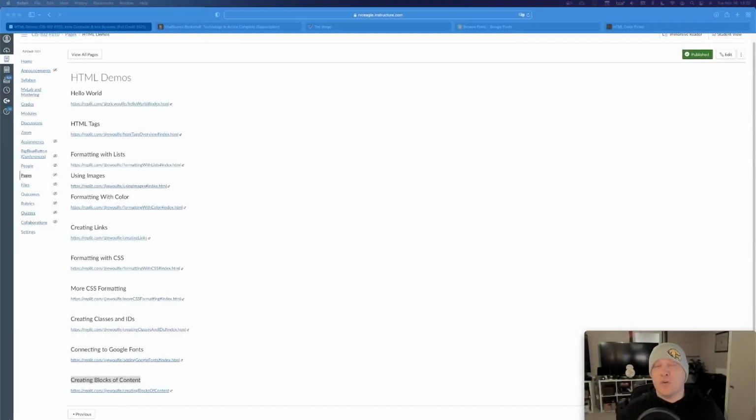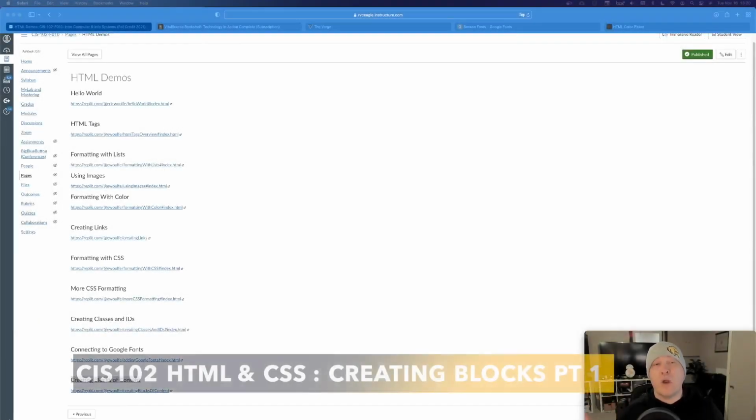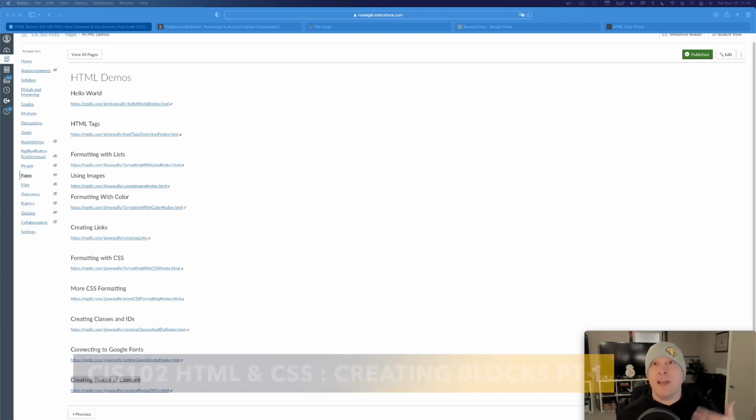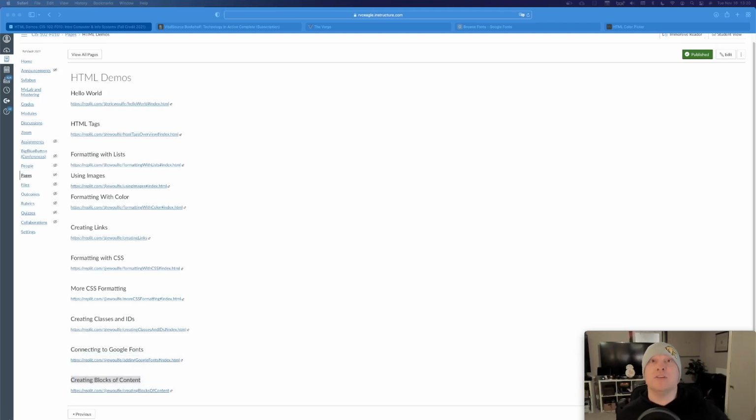Congratulations, CIS102. You have already endured and persevered and made it through like 40 years of the development of HTML and web pages throughout history. When we started all the way back with Hello World, you are looking at the epitome of 1960s HTML and CSS technology. No CSS actually at that point, just HTML.